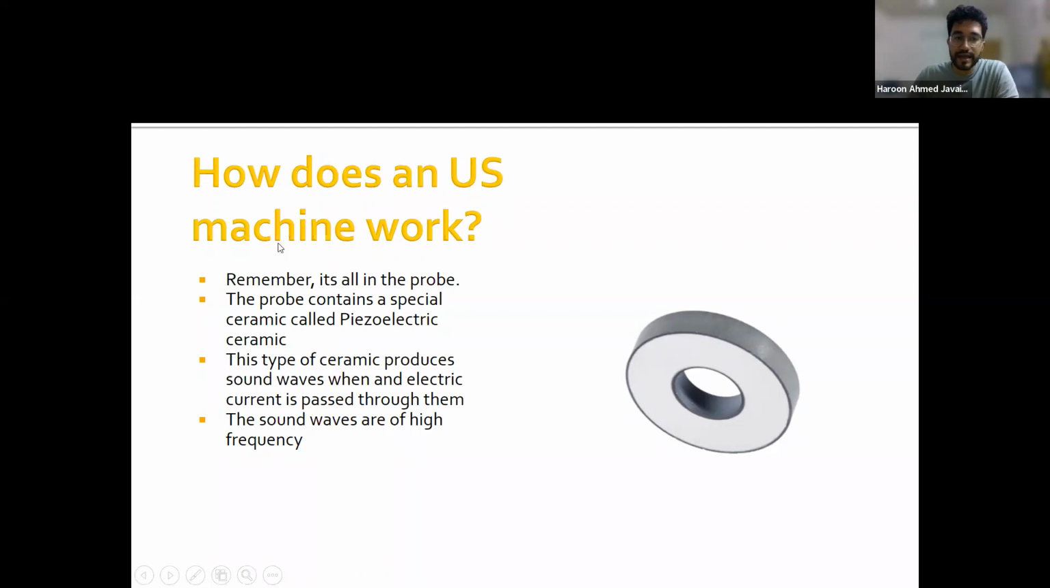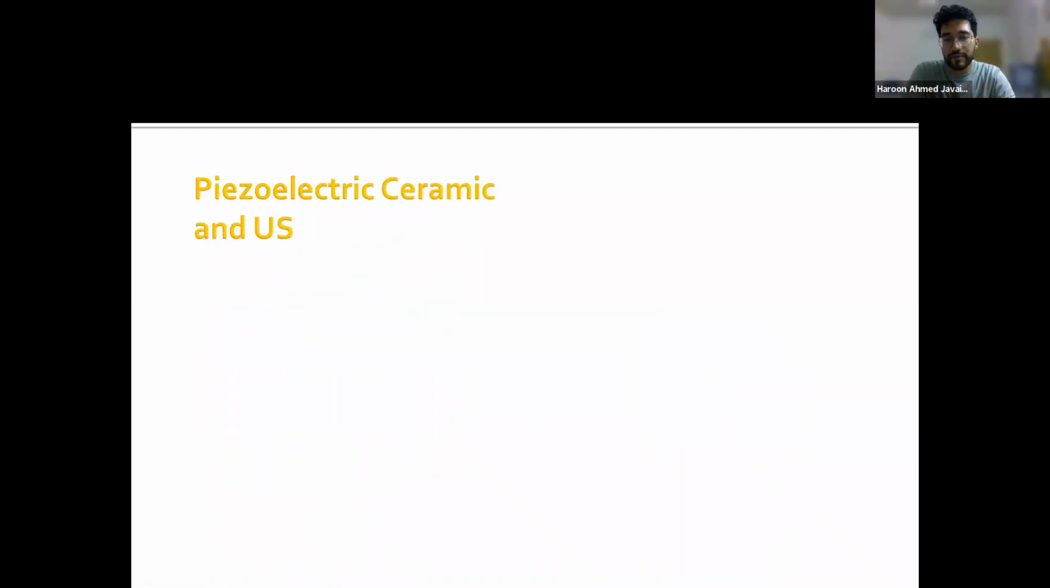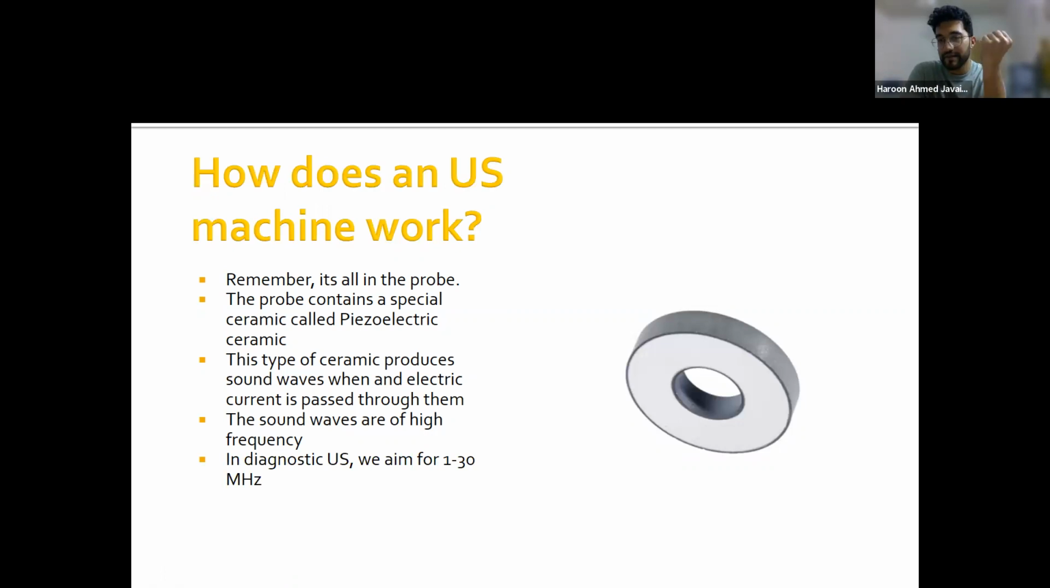So how does an ultrasound machine work? Basically, it's all dependent on the probe. I should have included a picture of an ultrasound probe. Maybe we have it in some of the later slides, but basically you have this mic type of thing that you press on the patient. I'm sure you guys have seen ultrasounds in movies or something. And basically the detector and the source are in the same probe. Okay, that's what's important over here.